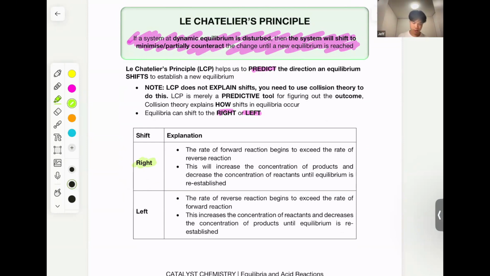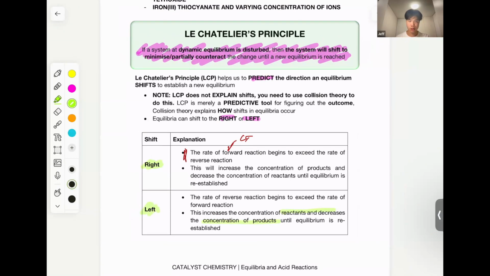And this explanation is not in terms of collision theory, just to be clear, because if you're talking about rate, that's going to be a collision theory point. Or if you're shifting to the left, it means you're going to form more reactant and decrease your concentration of product. So understand shifting right versus shifting left. Any questions to begin with? LCP, shift right, shift left?